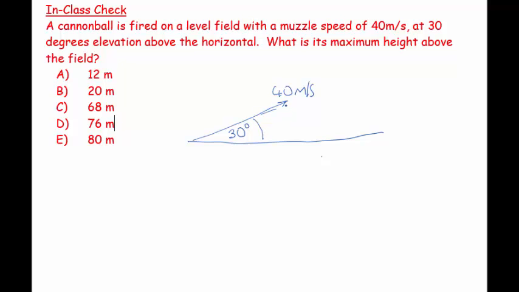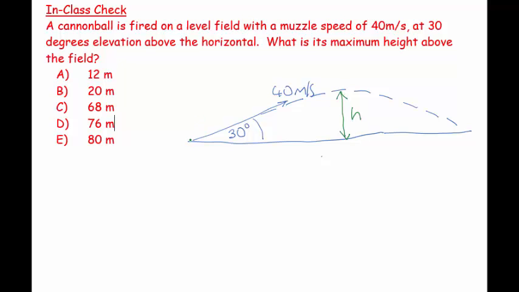What's going to happen is the cannonball is going to go up and it's going to hit the ground somewhere. And the question is, what is the maximum height above the field? So we're actually trying to find this height here. And that's a vertical piece of information.